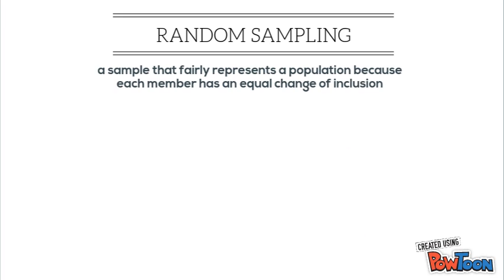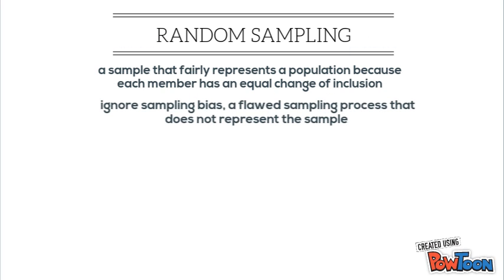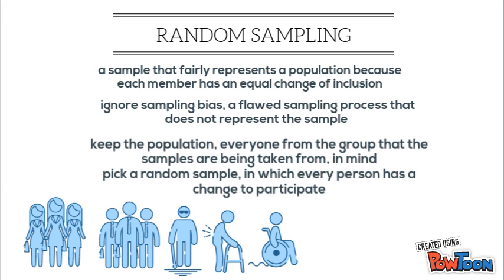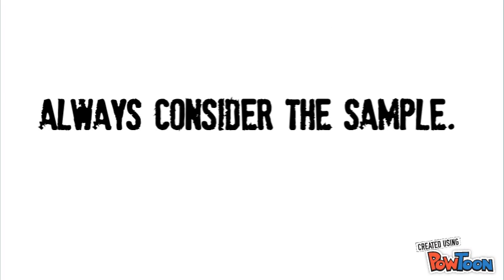So with surveys, you need random sampling. So a sample that fairly represents a population because each member has an equal chance of inclusion. It is important then to watch out for sampling bias because a flawed sample does not represent the entire group. You have to keep the population, which is everyone in the group, in mind. When you're looking at data that is taken from surveys, it is always necessary to consider the sample, because if the sample is not random, it is flawed, and therefore the data is probably not correct.